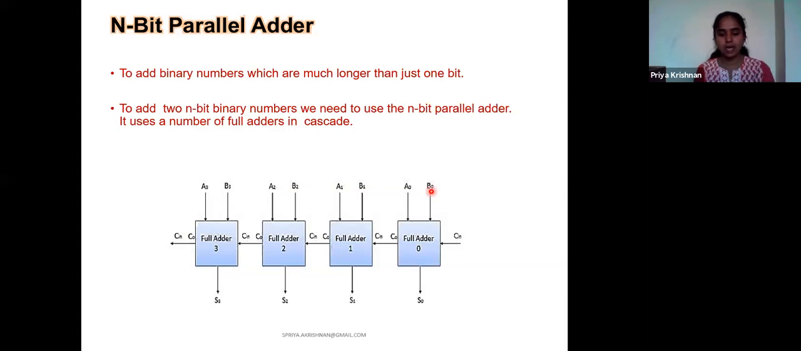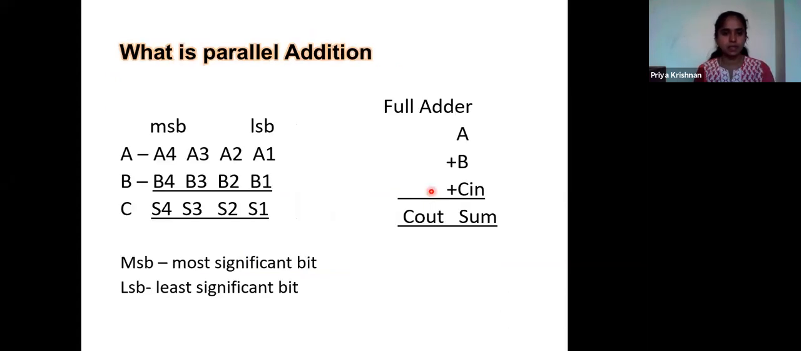Okay, I'll move to the next slide, and I'll come back here again. So what is parallel addition? This is how it works. In my A input, I have A4, A3, A2, A1, and in B also I have B4, B3, B2, B1. If I add these, I'll get some sum bits 1, 2, 3, and 4, and finally a carry. A1 is the LSB, the least significant bit, and A4 is the MSB, the most significant bit. So in total we are going to add 4 bits using the parallel adder.